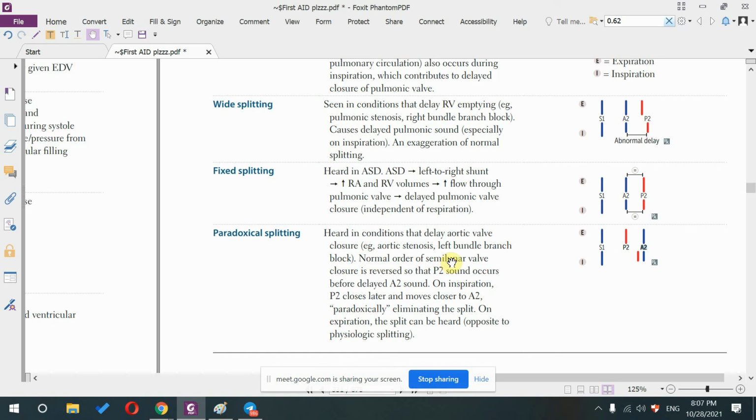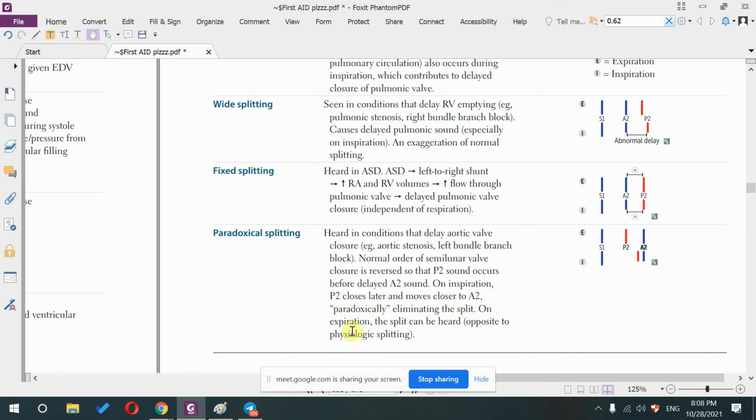So the normal order of semilunar valve closure is reversed so that the P2 occurs before the delayed A2. On inspiration, the P2 closes later and moves closer to the A2, which is paradoxical, eliminating the split. So that's what just happened. Like I told you, you inspire, the P2 goes near the A2 and the sound disappears, basically. So on inspiration, yeah, we spoke about this.